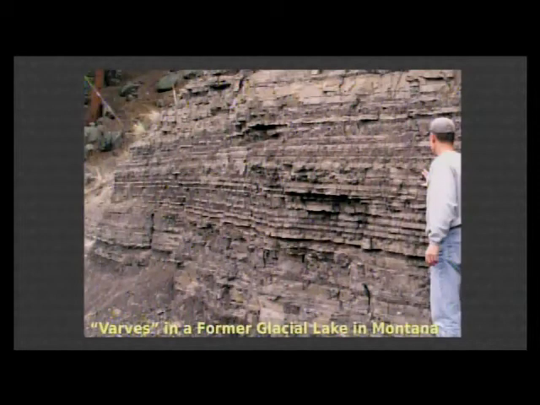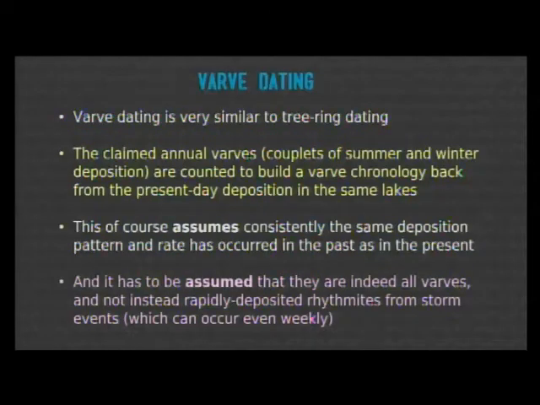So here, for example, we have claimed varves in a former glacial lake in Montana. And you can see that there's a variation between these thin bands. And they decide that if they look at the couplets that are different from one another and add up these couplets, that you can have one couplet per year, and so you can date these sediments as taking thousands and thousands of years to accumulate. So varve dating is very similar to tree ring dating.